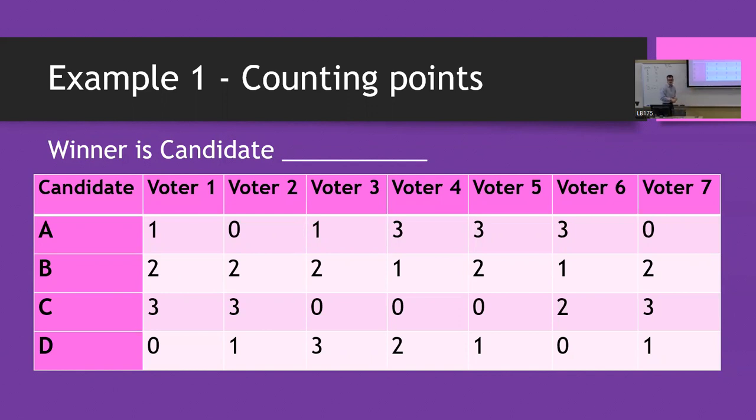So you'll notice that candidate A got 3 top votes. Candidate B got 0 top votes. Candidate C got 3 top votes, and candidate D got 1 top vote. You guys understand what I mean by top votes? They got the number 3. Somebody liked them the best.